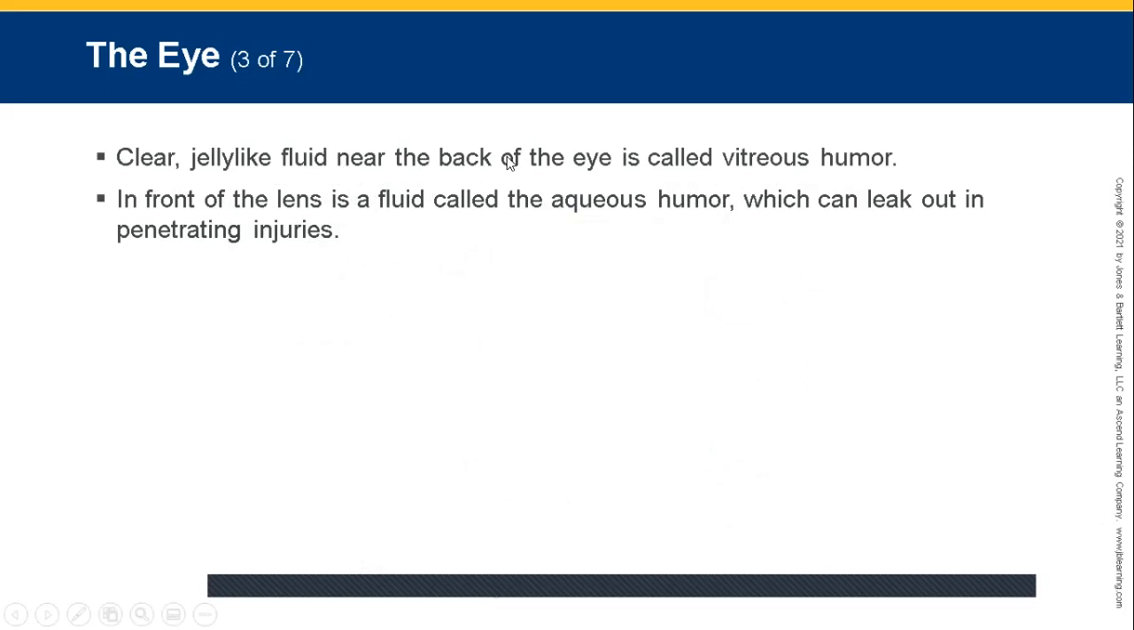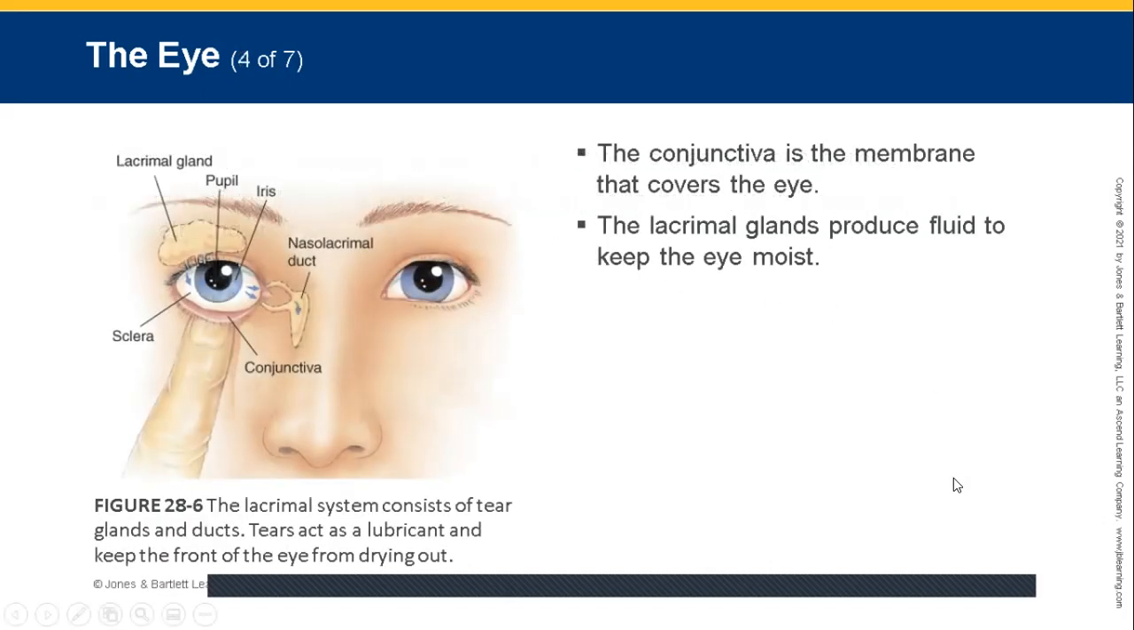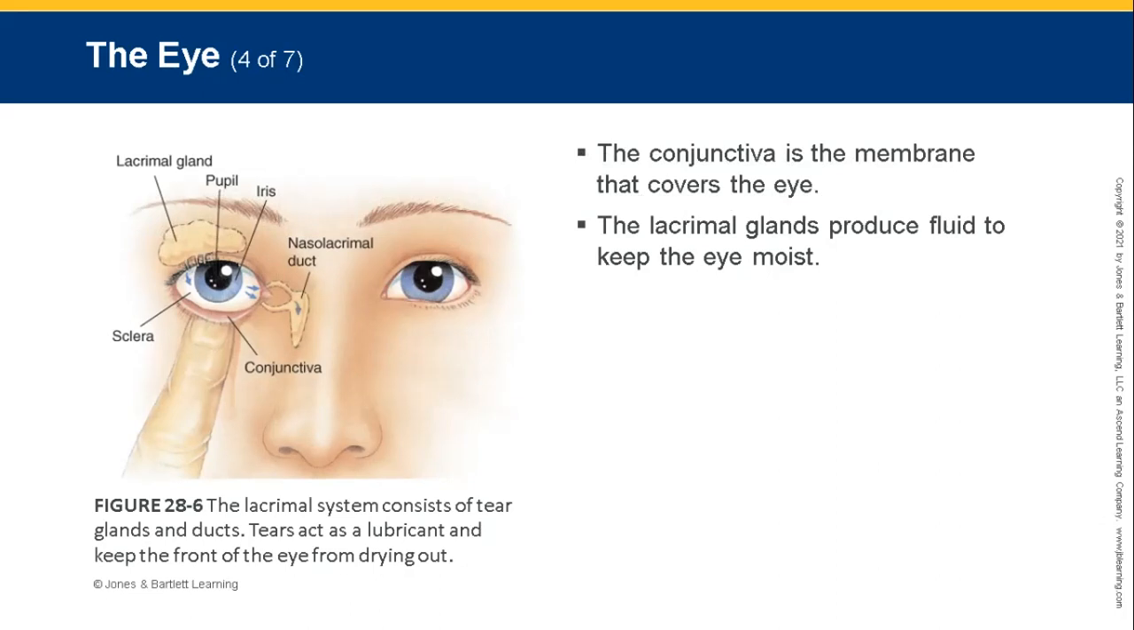Clear jelly-like fluid near the back of the eye is called the vitreous humor. In front of the lens is fluid called the aqueous humor, which can leak out in penetrating injuries. You have the lacrimal gland, you have the pupil, iris, sclera, the white portion. The conjunctiva is the membrane that covers the eye, and it can be irritated, infected, or inflamed. The lacrimal glands produce fluid to keep the eye moist.